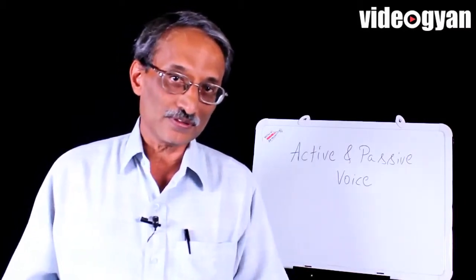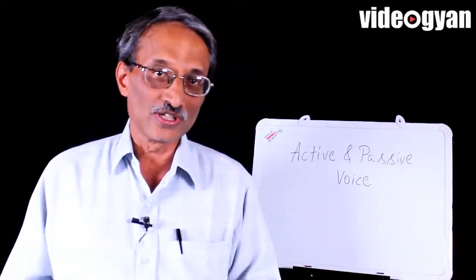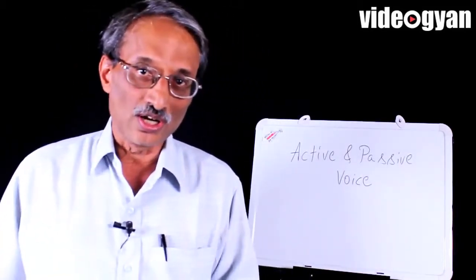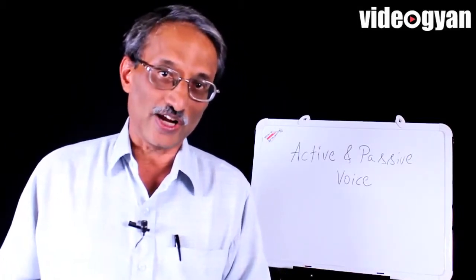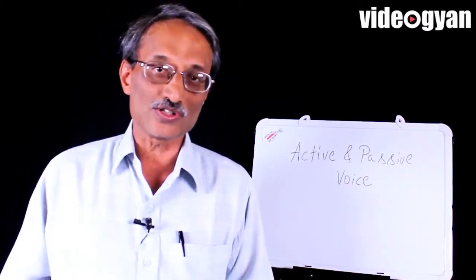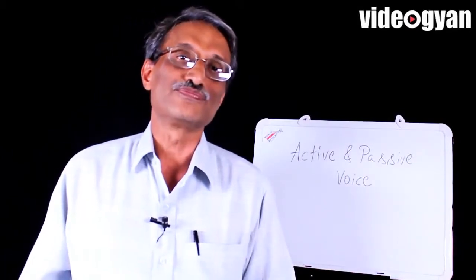Take another example. The house is cleaned by Geeta. Now, here, the house is the subject. The house doesn't do anything, but then someone does something to the house. So, in a passive voice, the subject does not do anything, but then something is done to the subject. Such sentences are called passive voice, where something is done upon the subject. And in an active voice, the subject is the doer of an action.